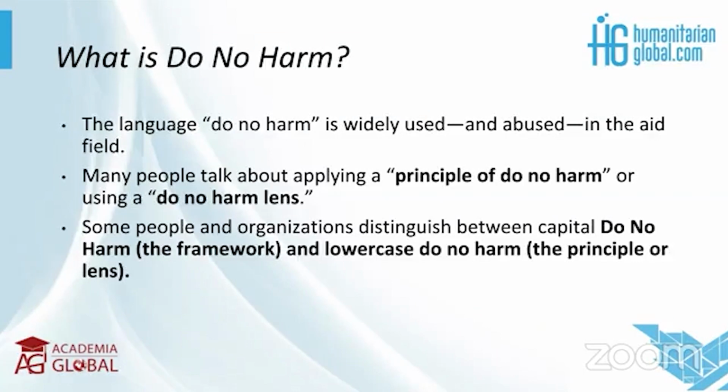So, you have heard this, many people will talk about applying a principle of do no harm, or they will say our project is using a do no harm lens. Some people and some organizations will distinguish between the capital Do No Harm, which most of the time refers to the framework, and the lowercase do no harm, which is the principle or the lens. So when you look at your organization, you can see where you fall.